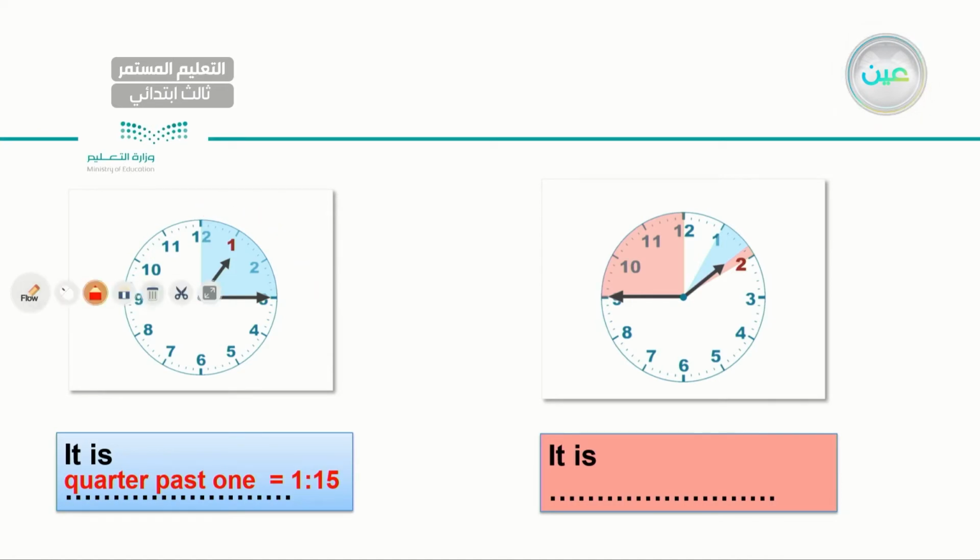Let's go to the one to your right. What time is it? It is quarter to 2. Or we might say it is 1:45. Now notice that we have 15 minutes till we reach the next hour. That's why we say it's quarter to 2. Okay?